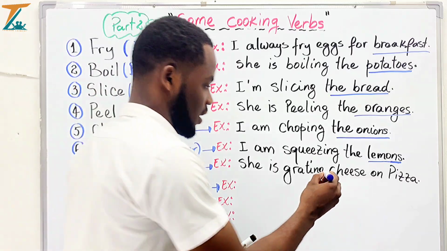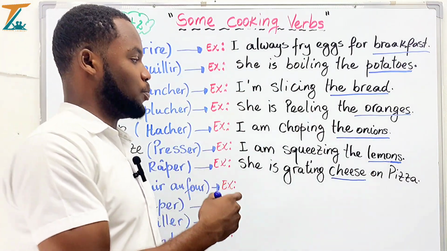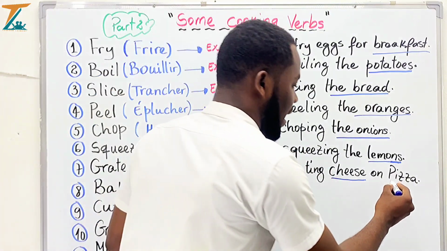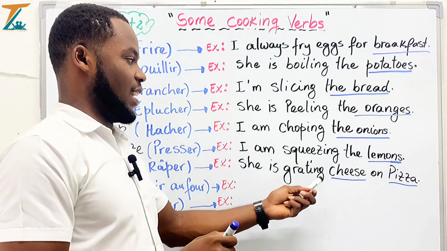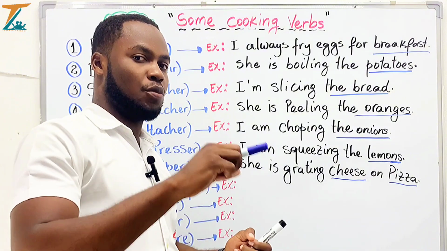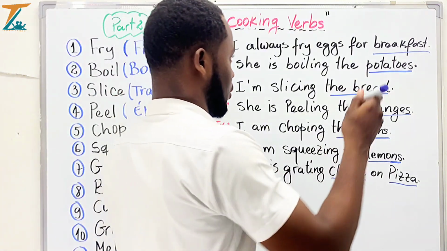Okay, we say cheese. I know you know this word. Go to my previous video, okay, where we talked about food and drinks. Cheese, c'est fromage, and pizza, pizza. Okay, so she is grating cheese on pizza. La grager fromage pour le mettre dans pizza. Okay, so we have this word, guys. Let's learn this word together.